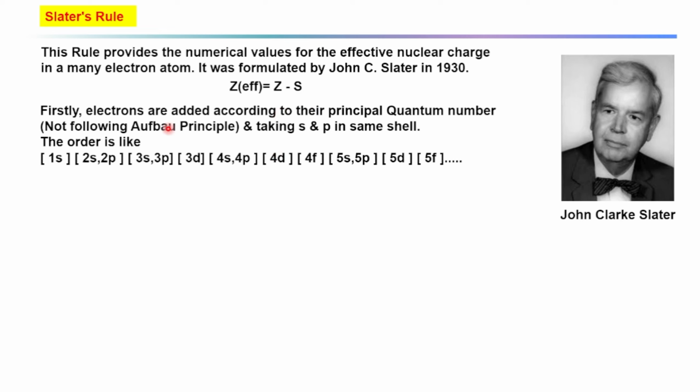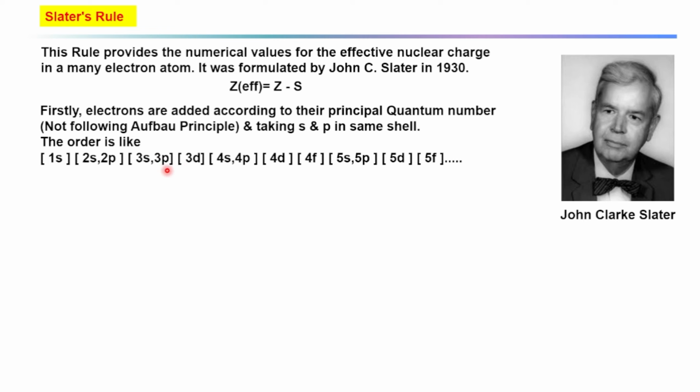So, firstly, electrons are added according to their principal quantum number. Remember, not following the Aufbau principle. They will simply be grouped according to their principal quantum number, taking s and p in the same shell. So the order will be: first we have 1s, then 2s and 2p in the same shell, 3s and 3p in the same shell, and then comes 3d. According to the Aufbau principle, after 3s and 3p, 4s will get filled, right? But here we are not following the Aufbau principle. In case of Slater's rule, you don't follow the Aufbau principle. You just arrange it and then calculate.